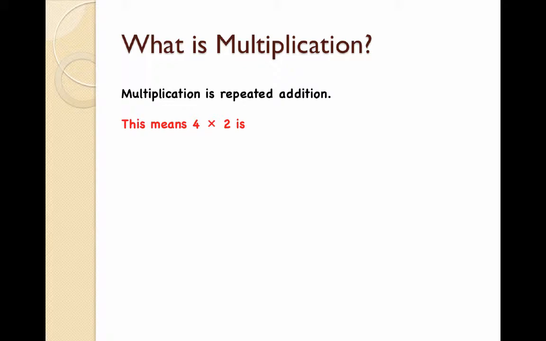This means that 4 times 2 just means 2 plus 2 plus 2 plus 2. It is 4 2's. If I was to write that out in a dot formation like a rectangle, I could count how many dots there are, or I could just see that there was 4 across and 2 up, and that was going to give me 8.